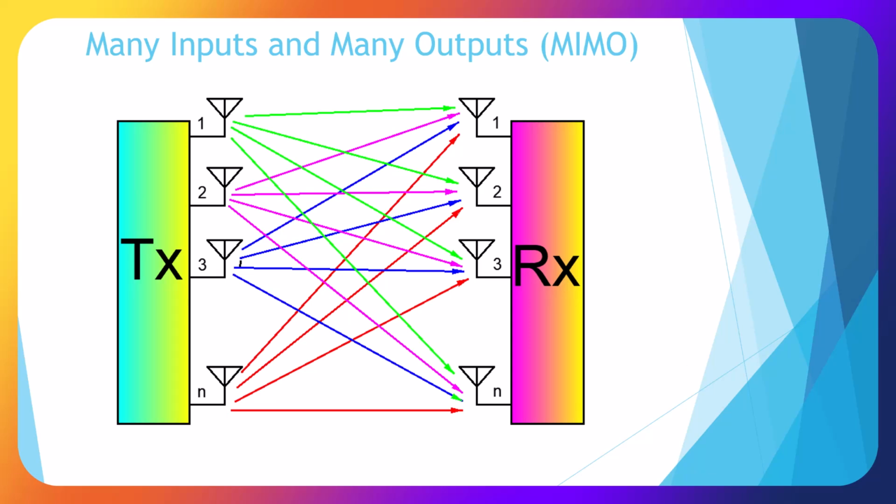Here is a diagram showing many inputs and many outputs, MIMO. So here's our transmitter, and we have 4 antennas, which are sending out to the 4 antennas at our receiver, so we could multiply the amount of data and information we're transmitting.